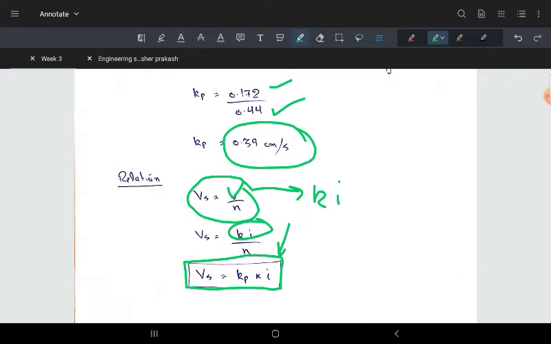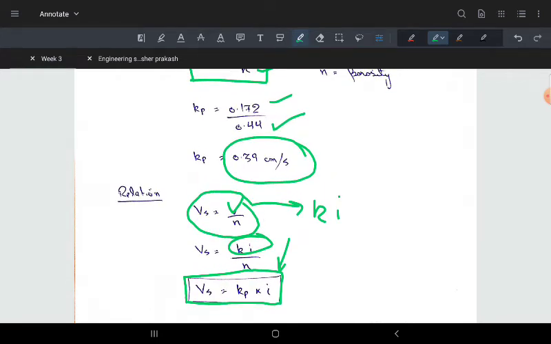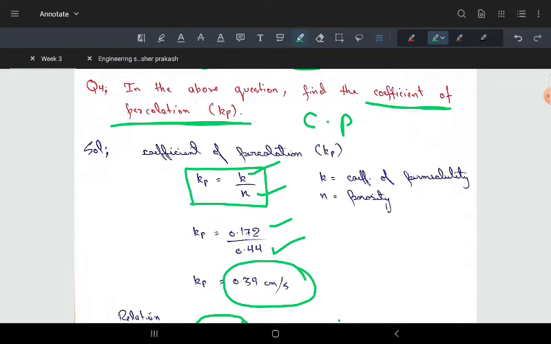So up to this, the numericals based on permeability are done. We went through what permeability is in the previous lecture. I told you what Darcy's law is and what permeability is, and today we did the numericals on the constant head and falling head tests, and also numericals on the simple Darcy's equation.